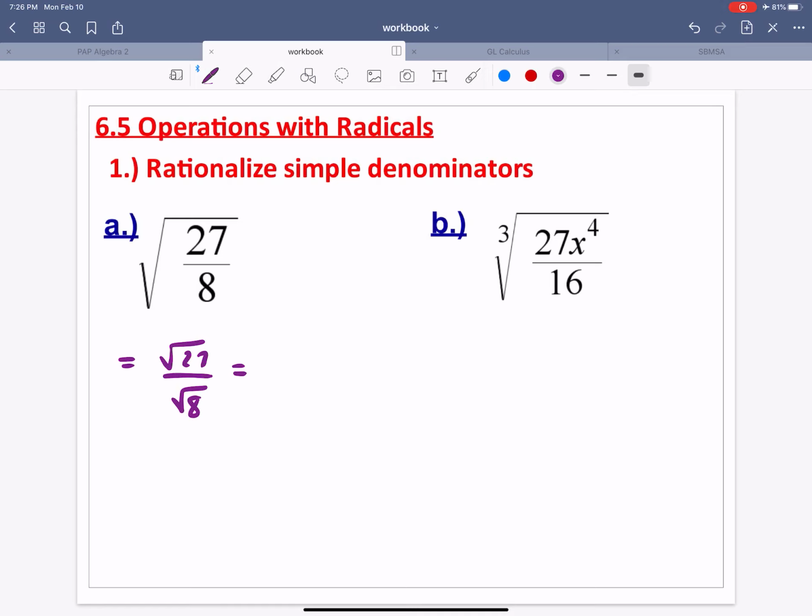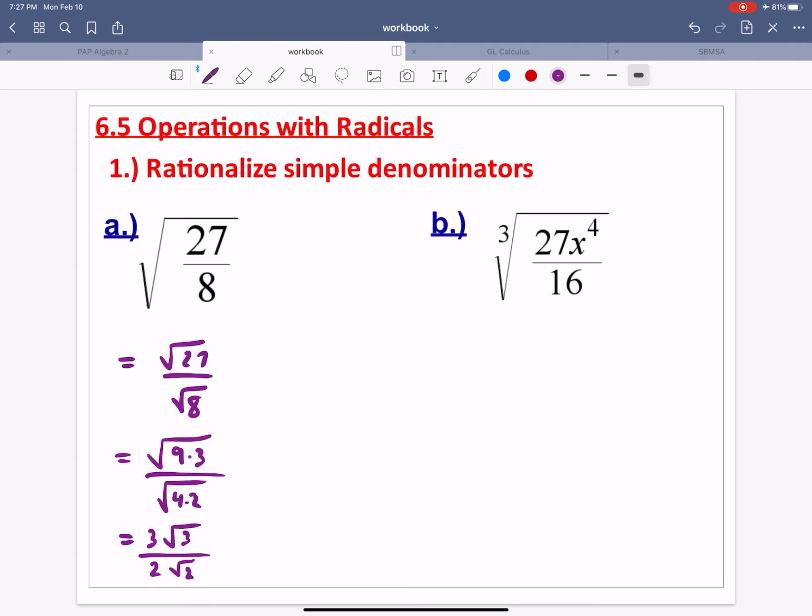So we know, for example, that 27 can be rewritten as 9 times 3, and 8 can be rewritten as 4 times 2. Now, the reason that 9 and 4 are special is they're perfect squares. So the 9 actually comes out of the radical as a 3, and the 3 is trapped on the inside of the radical. And then this 4 comes out as a 2, and then there's a root 2 left over on the bottom.